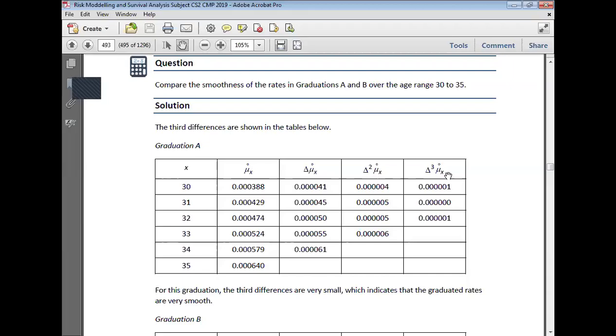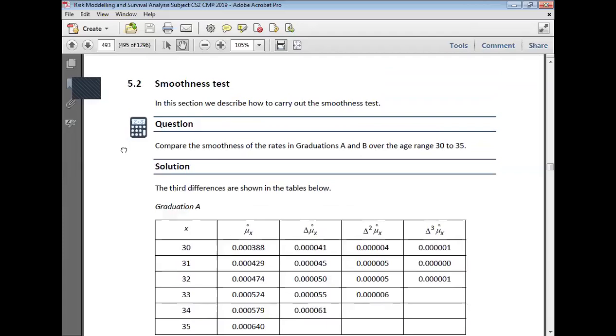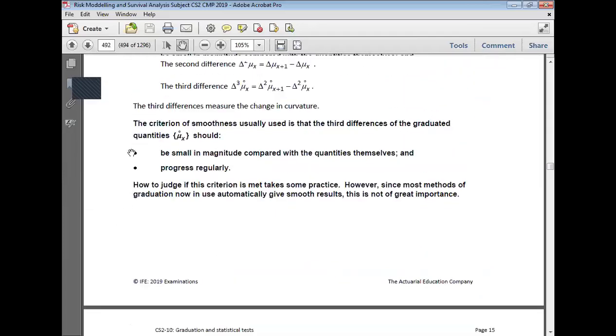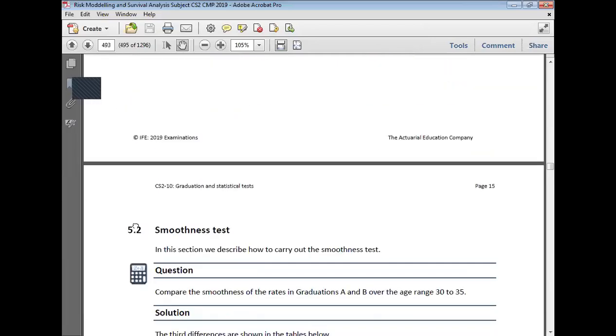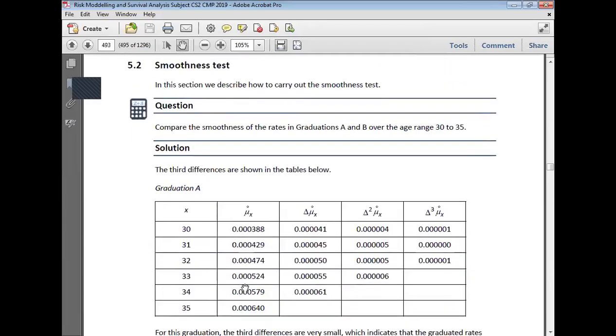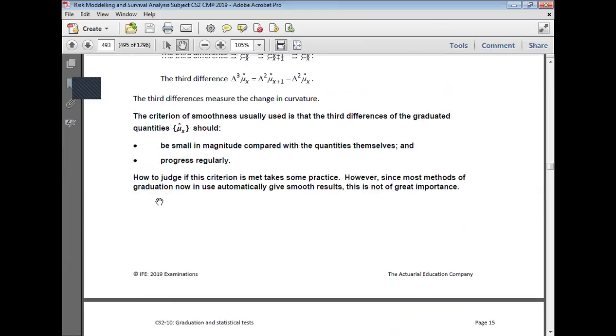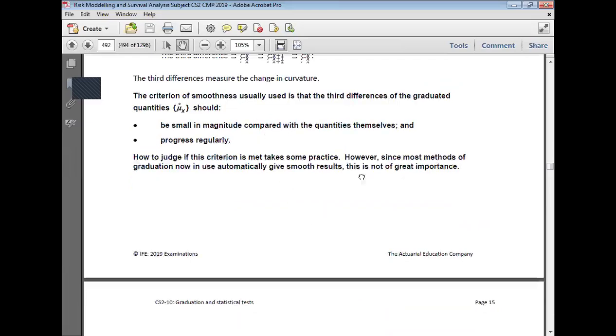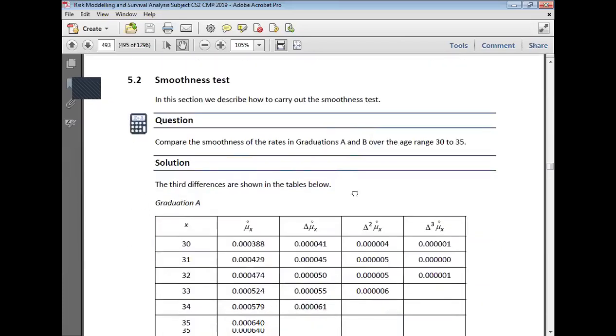And that is what we would expect if we have a very nice, smooth graduation. So these are the two criteria that we have. One is that the differences should be small in magnitude compared with the quantities themselves, by which they mean these quantities, and obviously the third difference is very small compared to this. The other is that they should be progressing regularly, so there shouldn't be much variation. These two conditions are equivalent to saying that my graduated rates should be roughly quadratic. If these two criteria are met, then you will say that this is a very smooth result and this is good.